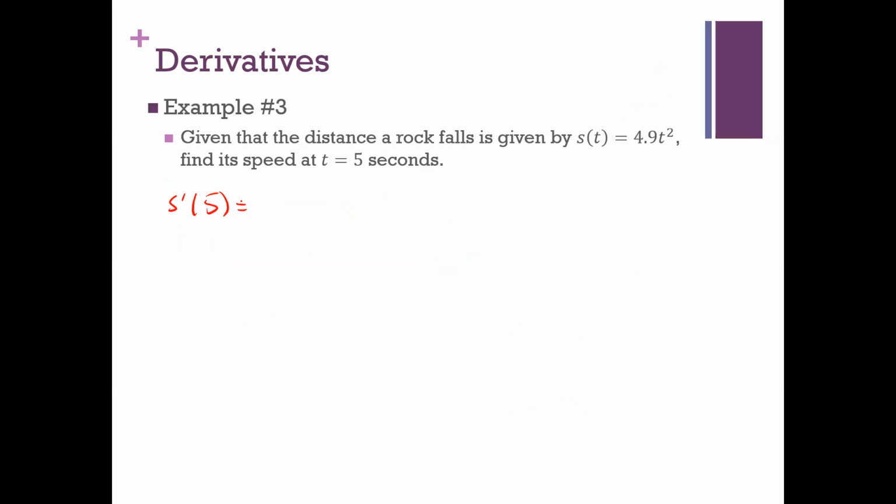So s stands for the distance that it falls in meters. I'm trying to find speed. Another way to say speed is the rate of change of distance over time. So what I asked you on the very first day is I want the derivative of this function where t equals 5. Based on the definition we've been working from, how can I set up this derivative, s prime of 5?